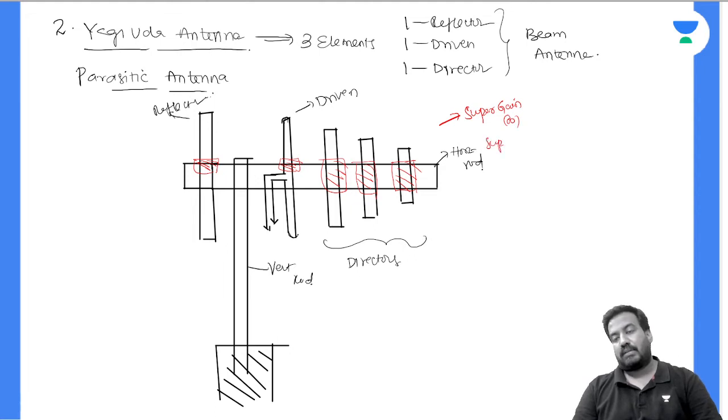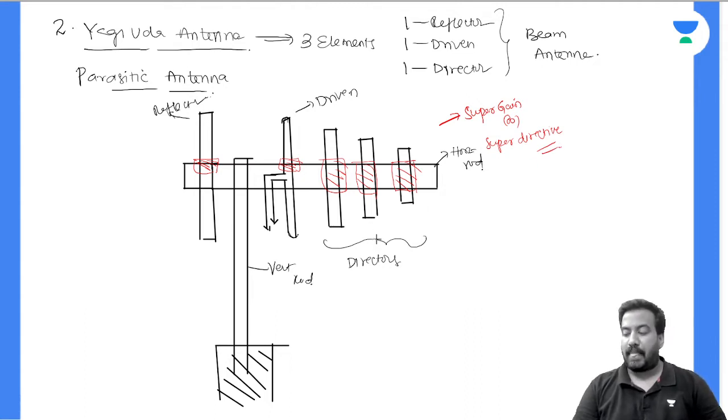or super directive antenna. Super gain antenna or super directive antenna. Is that clear? Yeah.